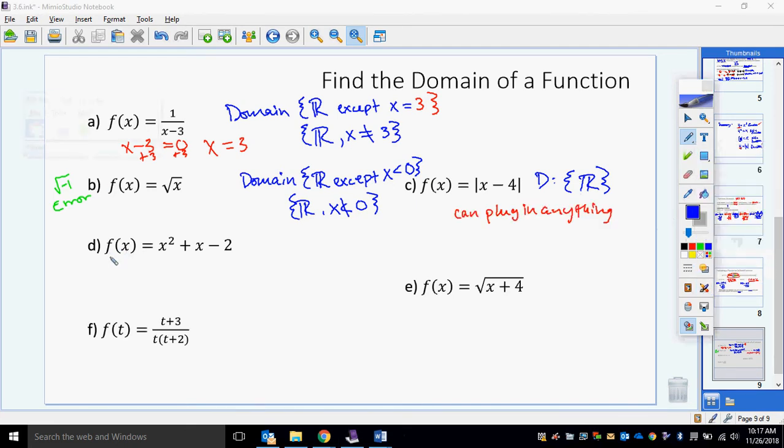Okay, part D. F of x equals x squared plus x minus 2. Is there anything that I can't plug in for x? I can plug in negative numbers. I can plug in 0. I can plug in positive numbers. Nothing is restricted here. I don't have a square root and I don't have a denominator. So because I can plug in anything, my domain again is all real numbers. Okay, so just like part C, same thing for part D. I can plug in anything.